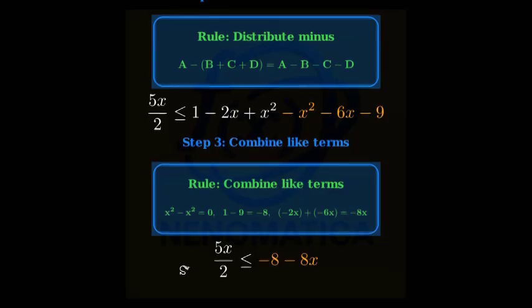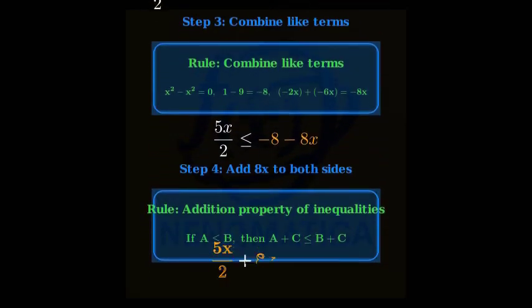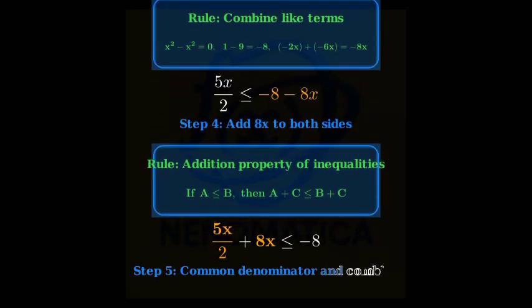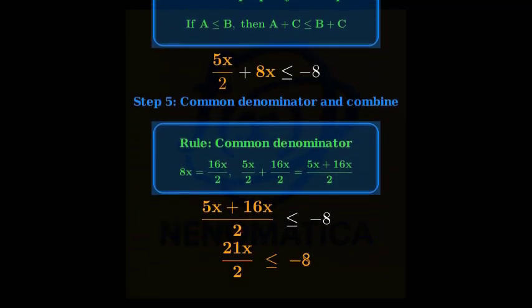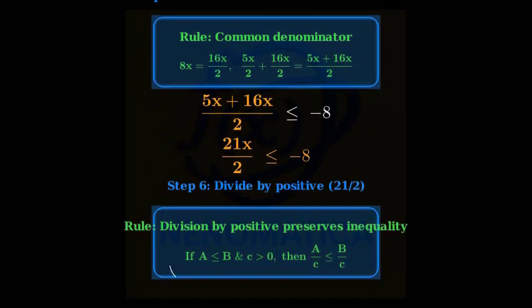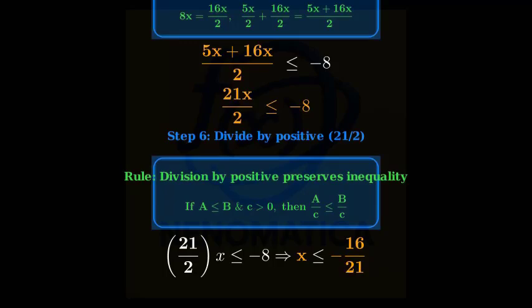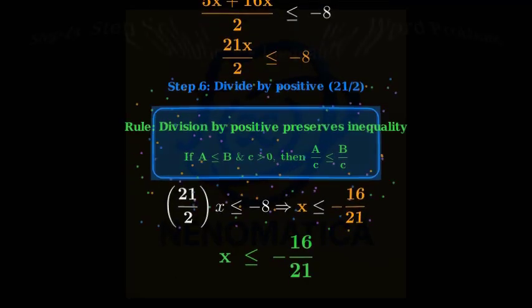Step 4. Add 8x to both sides to isolate x terms on the left. Step 5. Write 8x as 16x over 2 and combine over a common denominator of 2. Step 6. Divide both sides by 21 over 2, which is positive, so the inequality direction does not change. Final solution: x is less than or equal to -16 over 21.